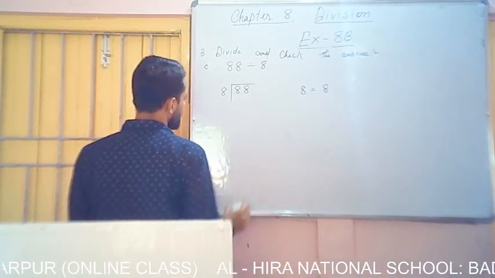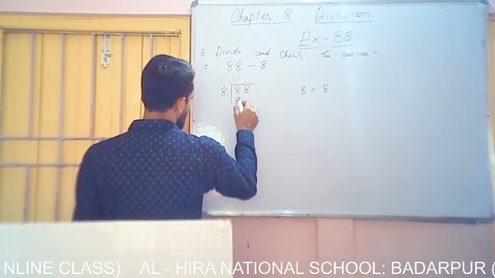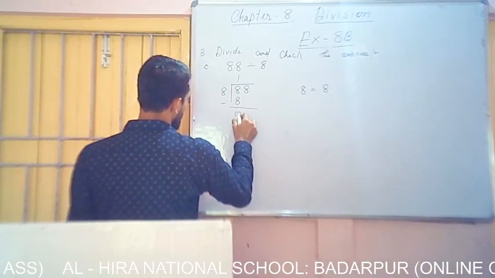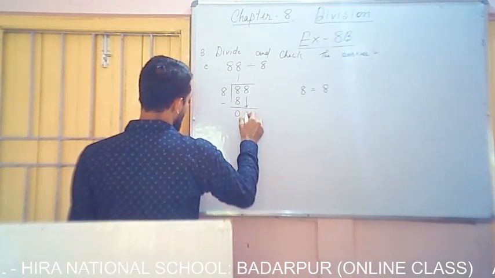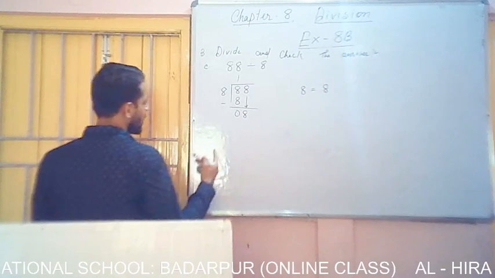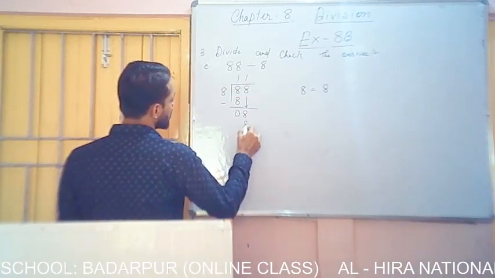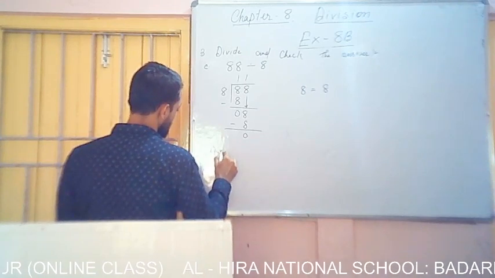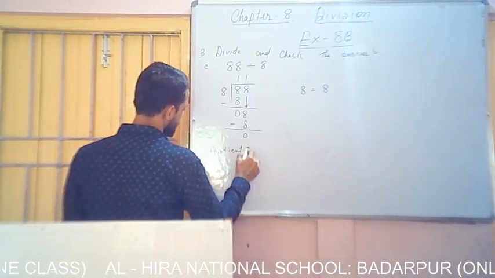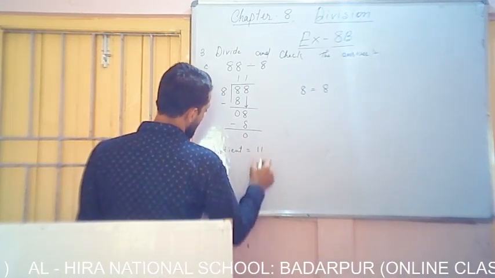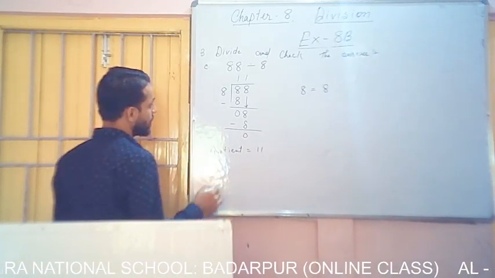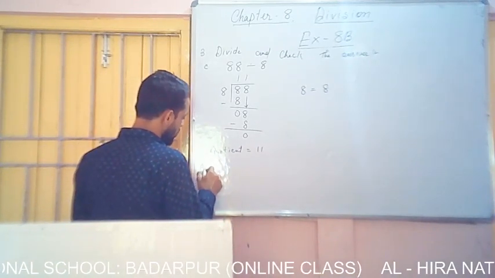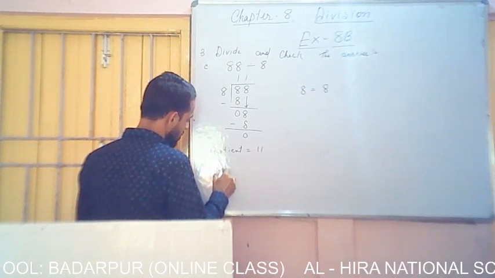So 8 ones are 8. 8 minus 8 equals 0. Bring down 8 ones. Again 8 ones are 8. So again 8 minus 8 equals 0. Here the quotient is 11. Now we have to check whether the answer is correct or not. To check, we have to follow this one.